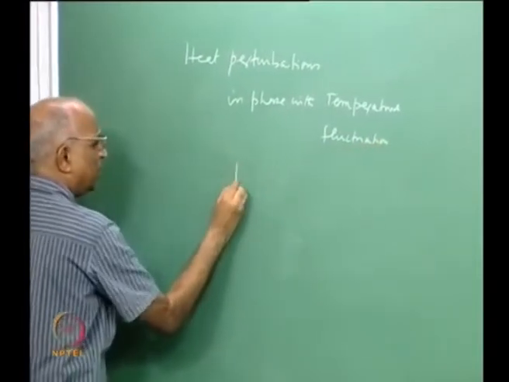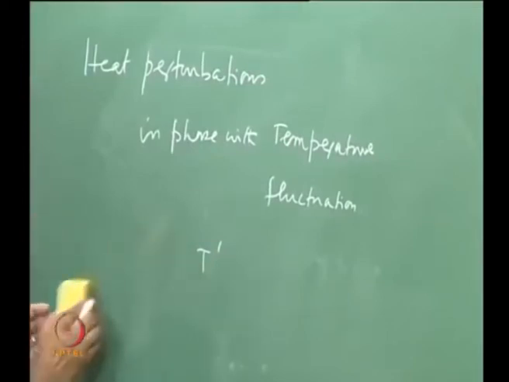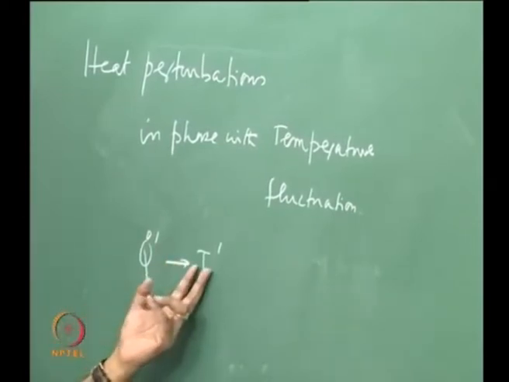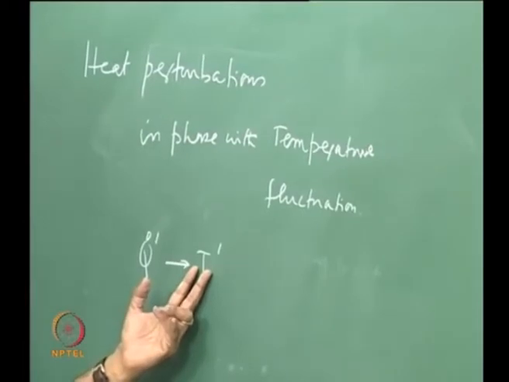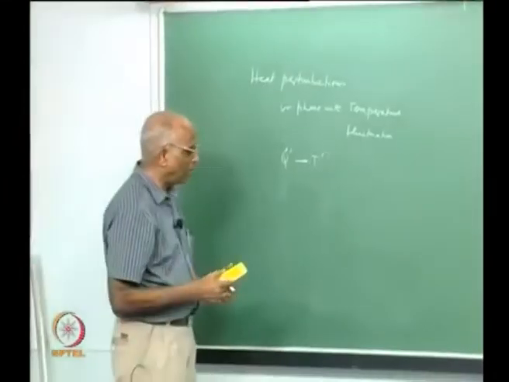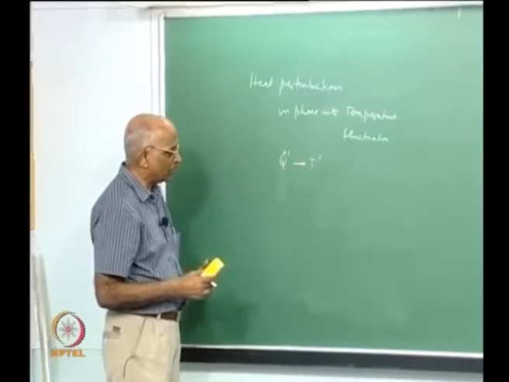Rather, what we are saying is P prime in phase with T prime. I am sorry, heat perturbations, meaning Q dot, the rate of heat, in phase with T prime. But we are not really measuring temperature fluctuations. Can I therefore put it in terms of pressure fluctuations, which is what we can readily measure, and that is what we have been talking about all along? Therefore, how do I convert temperature fluctuations into pressure fluctuations?